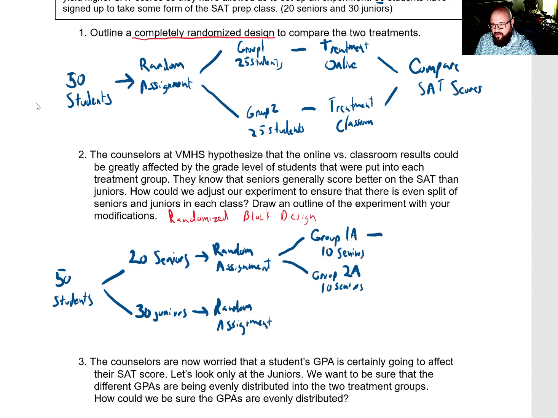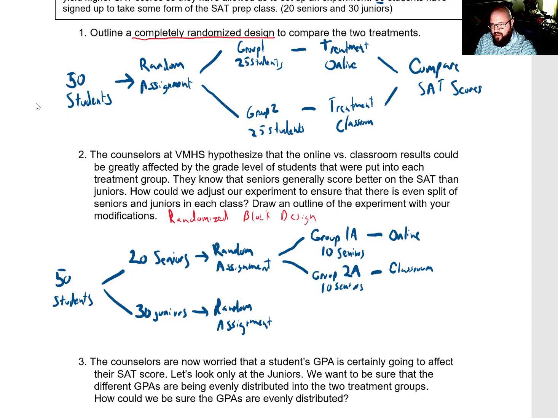And then we're going to give them their treatments, right? So I'm going to say for group 1A, we're going to say this is online. And then for group 2A, we're going to say this is classroom. Okay.